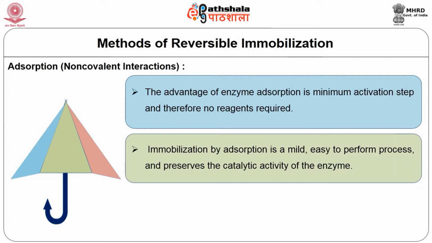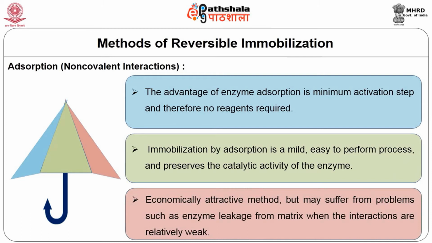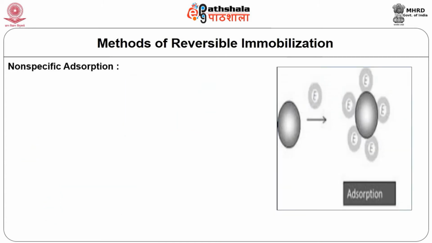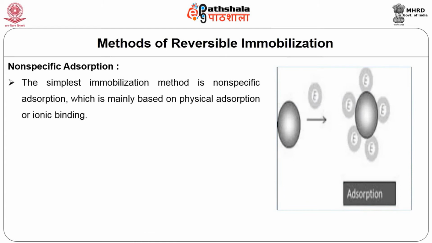Such methods are therefore economically attractive but may suffer from problems such as enzyme leakage from the matrix when the interactions are relatively weak. The next method, let us see, is non-specific adsorption. The simplest immobilization method is non-specific adsorption, which is mainly based on physical adsorption or ionic binding. In the physical adsorption method, the enzymes are attached to the matrix through hydrogen bonding, van der Waals forces or hydrophobic interactions, whereas in ionic bonding, the enzymes are bound through salt linkages.